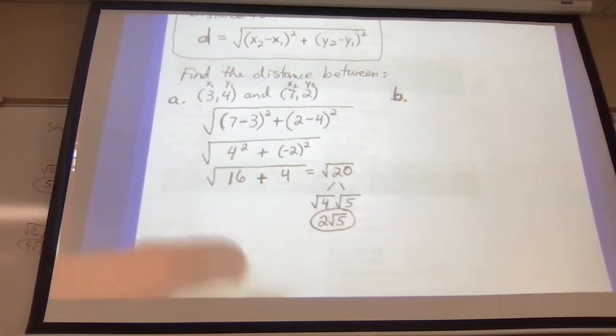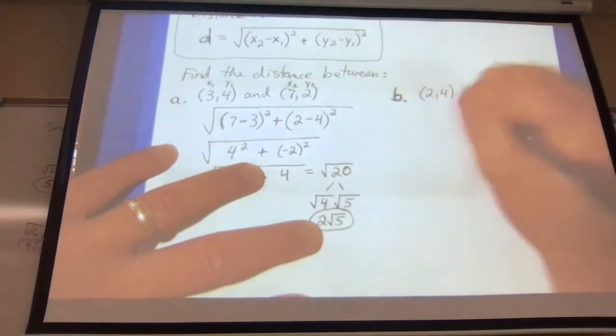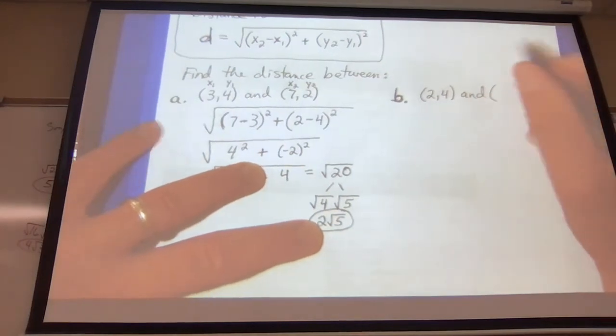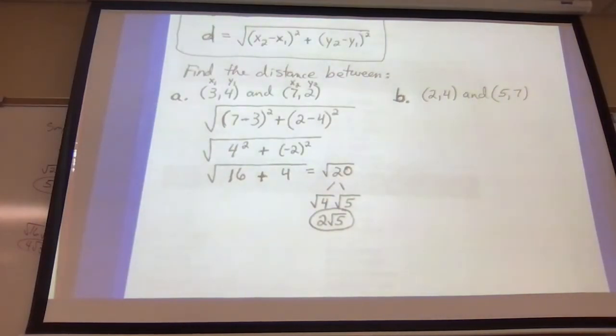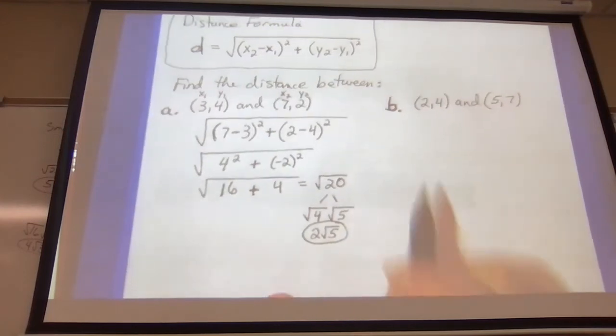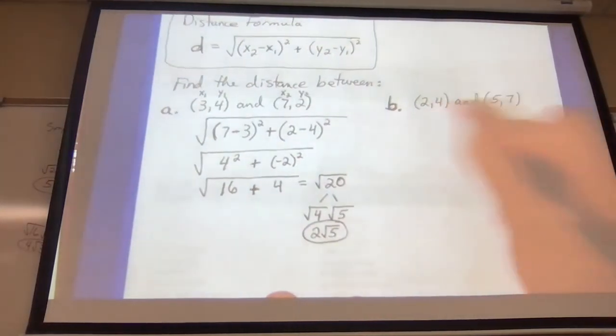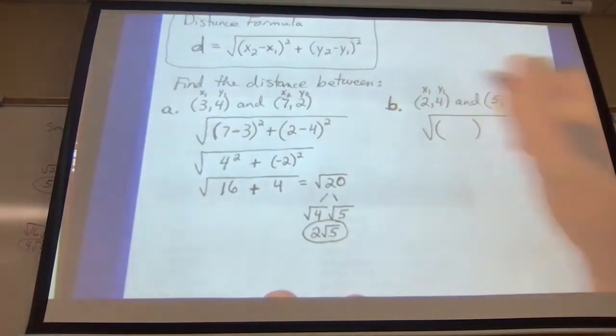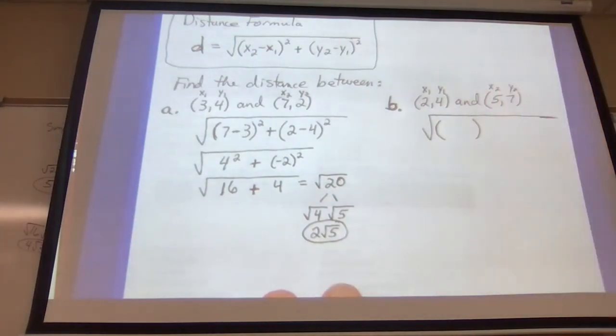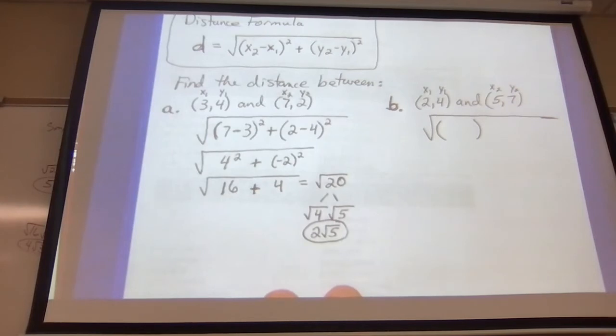For our second example, let's find the distance between the points (2, 4) and (5, 7). So I've got my formula up here. I'll just keep that right up there. Let's go ahead and do this one. We need a big square root symbol to start with. First set of parentheses, we're going to subtract the x coordinates. If you need to, do x1, y1 here, x2, y2 here. You'll get to the point where you don't need to do that anymore.